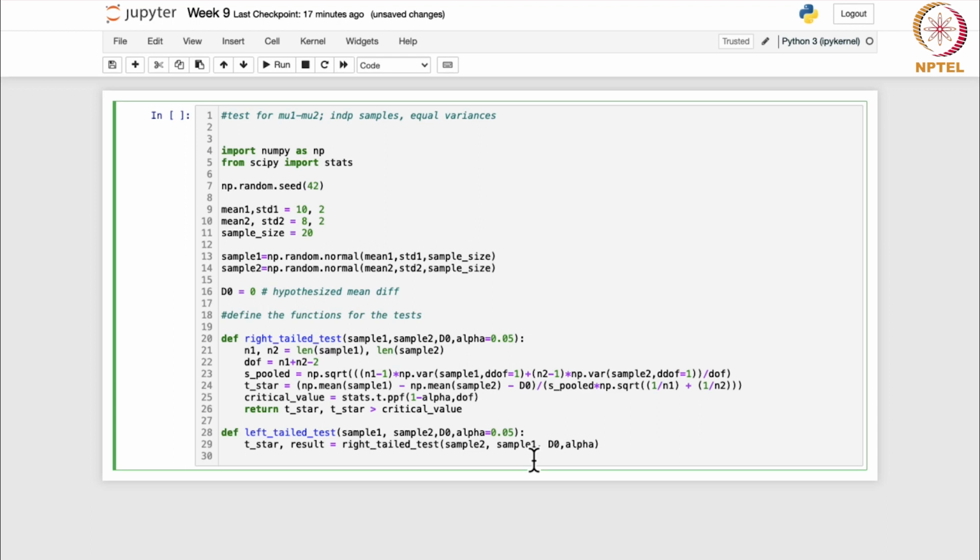Because in this case, what do you check? The alternative in the left tail test is basically that mu1 minus mu2 is less than d naught. So if d naught is 0, it means that mu1 is less than or equal to mu2. So the roles of the sample means are reversed, and we want it to return the negative of this value.